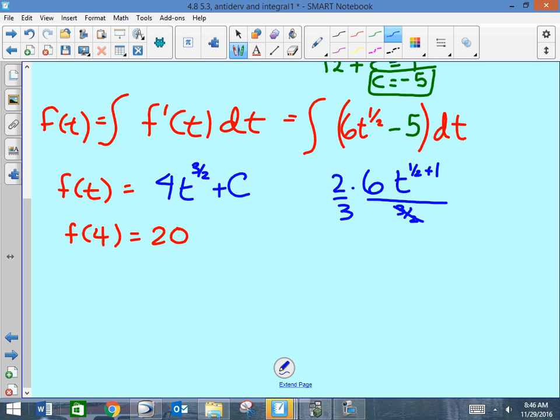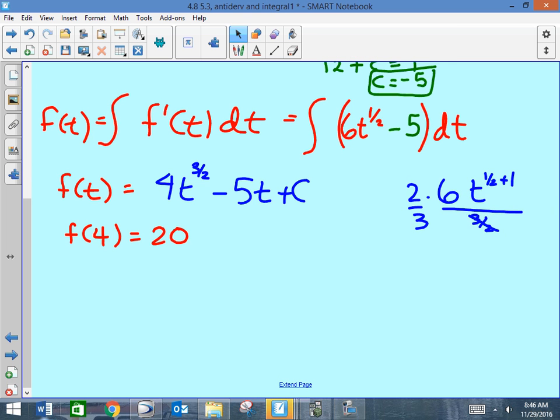All right. Minus the 5. Minus 5. Okay. Are y'all getting that antiderivative piece? Yeah. Everybody? Okay. And then you're gonna put this information together here.